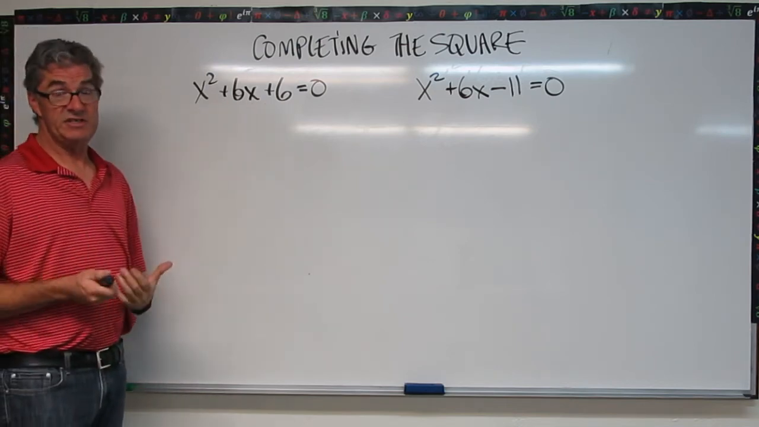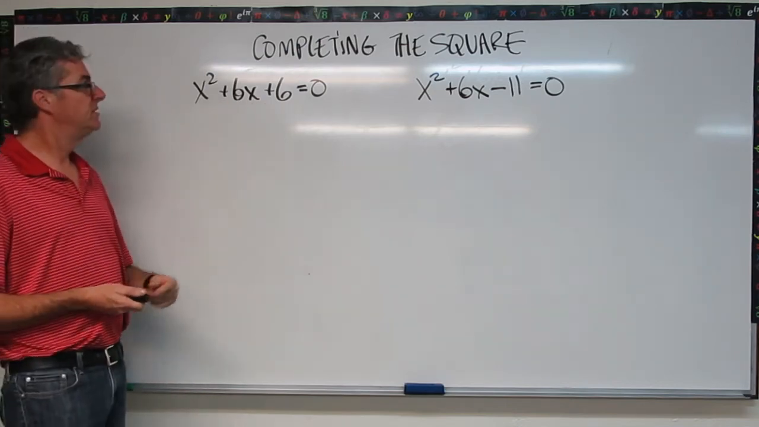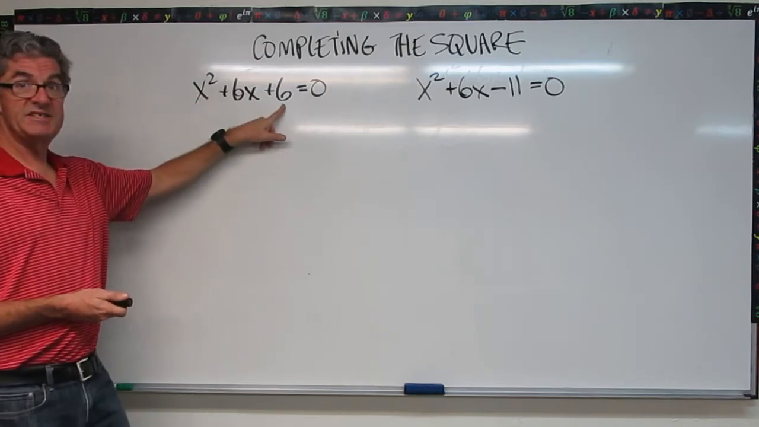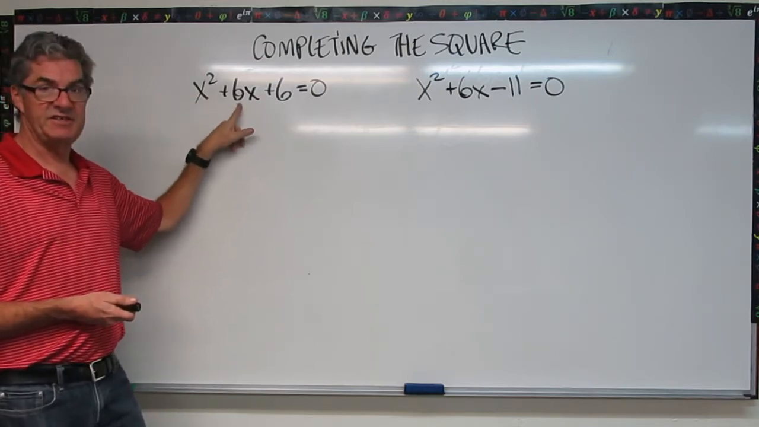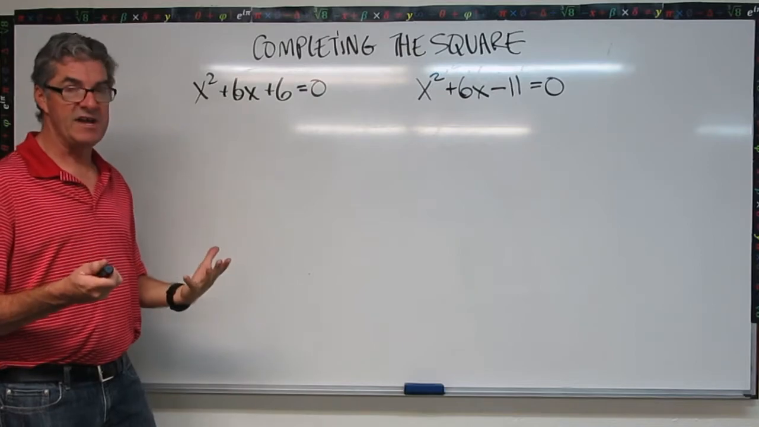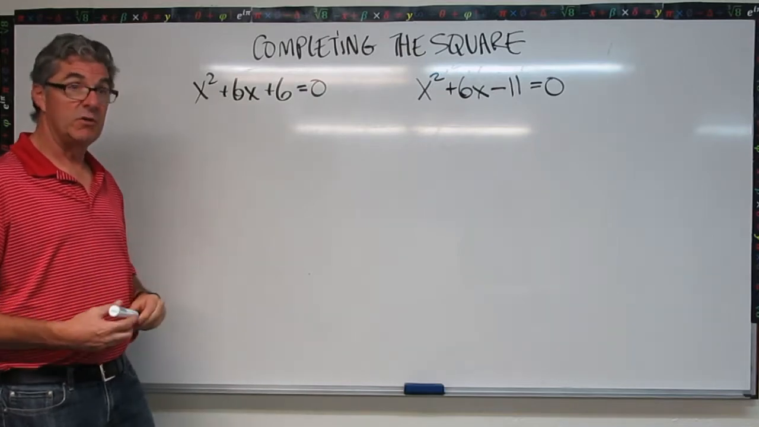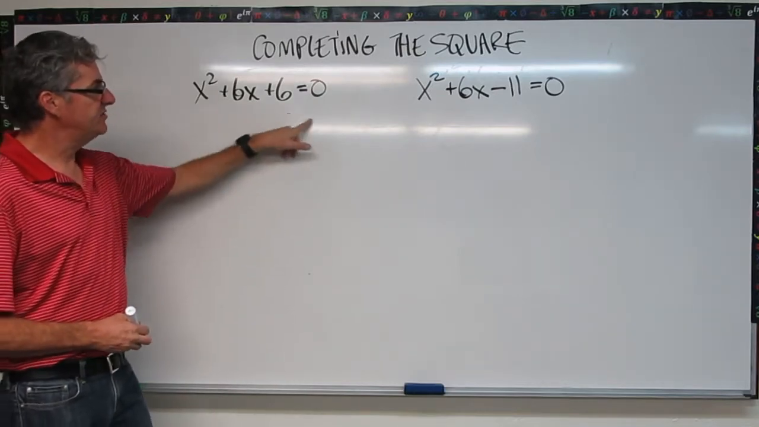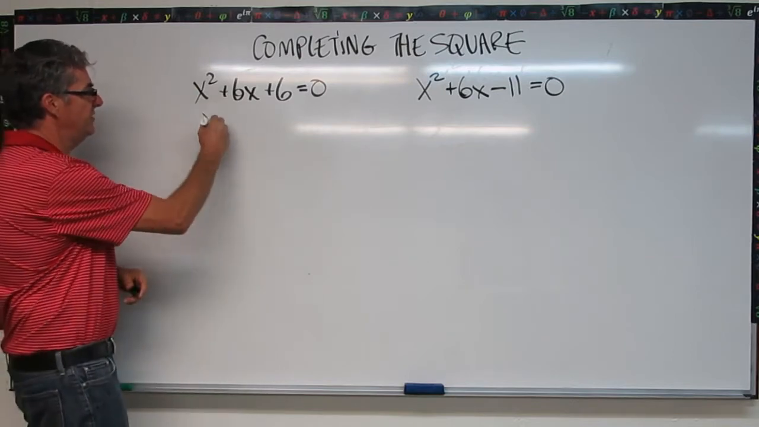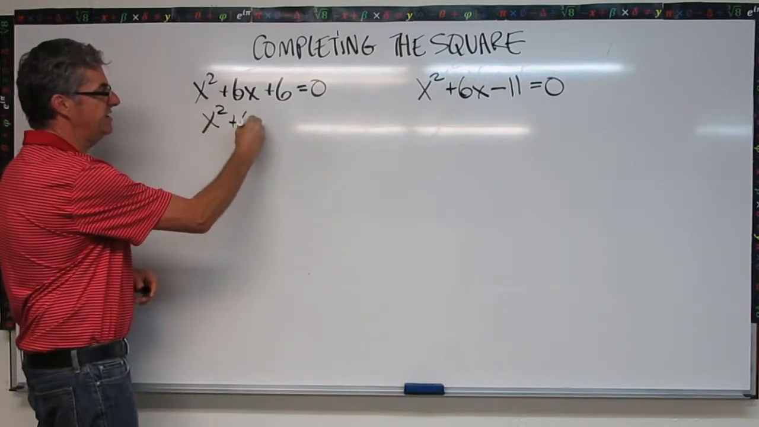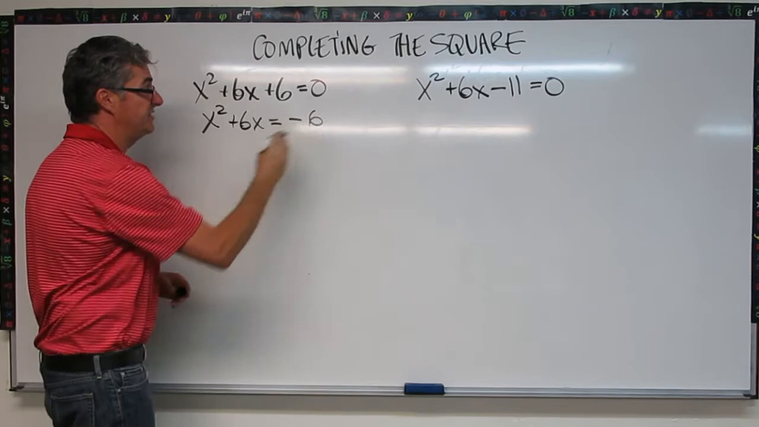Again, let's check to see if we can product sum factor this. Are there 2 numbers that multiply to 6 that also add to 6? And you're not going to find them. It just doesn't work. So next step would be get the constant over to the other side. So that's going to give us x squared plus 6x equals negative 6.